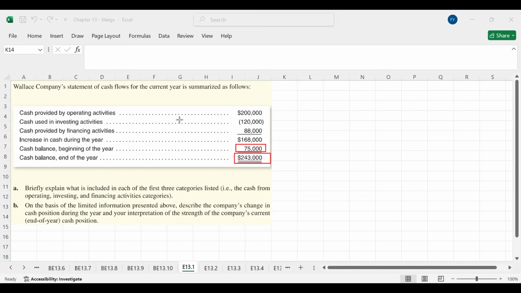So that's it from this problem. Just explanation or interpretation is required. The information provided in the question is very limited. So, based on the limited information, we have explained a few possibilities of this increase or decrease in the cash from different activities during the year.